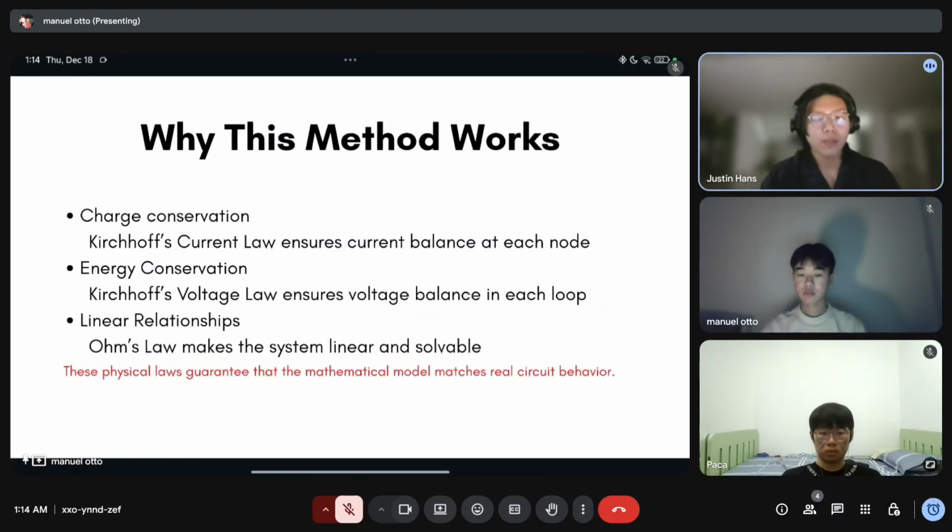This method works because it is based on fundamental physical principles. Kirchhoff's current law ensures current balance through charge conservation. Kirchhoff's voltage law ensures voltage balance through energy conservation. Additionally, Ohm's law creates a linear relationship between voltage and current, which allows the circuit equations to form a solvable linear system.